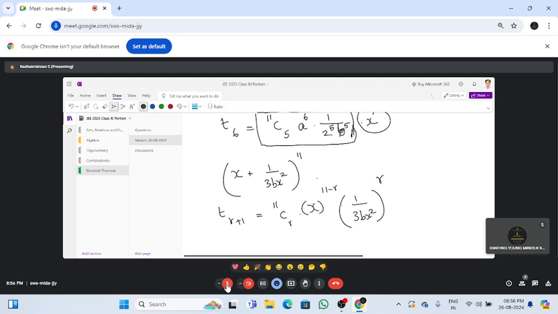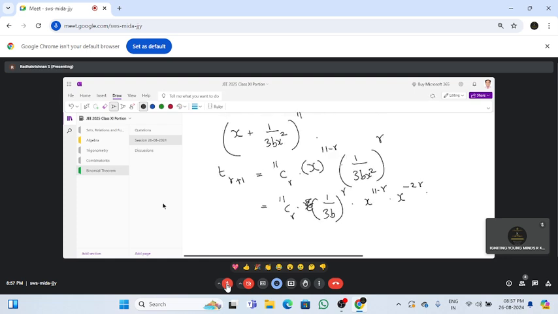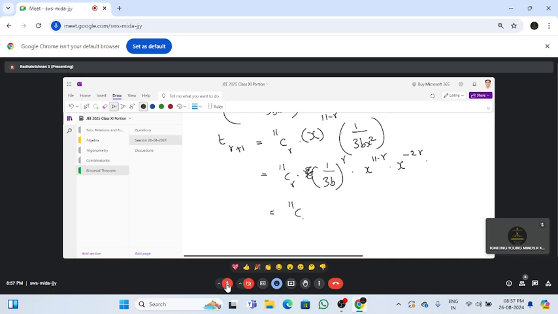11Cr into x power n minus r into y power r. So here instead of x, I am putting x. Here x is the same. So instead of y, I am putting 1 by 3b x square and n equal to 11. That is all I have done. Okay. So again, you put the constant terms and x terms separately. 11Cr, 1 by 3b whole power r, x power 11 minus r, x power minus 2r. X power minus 2 to the power of r is x power minus 2r. 11Cr 1 by 3 power r b power r, you can put like that into x power 11 minus 3r.